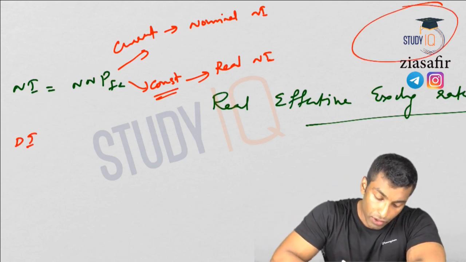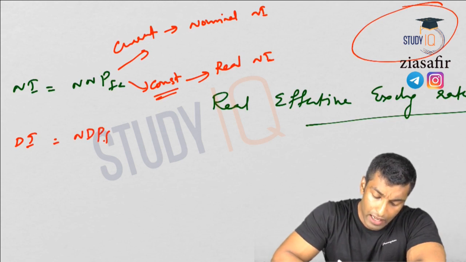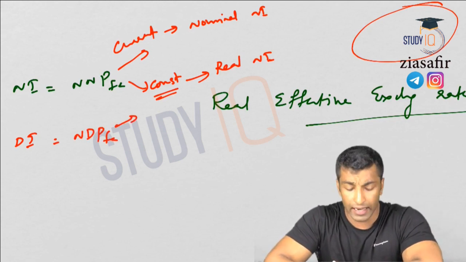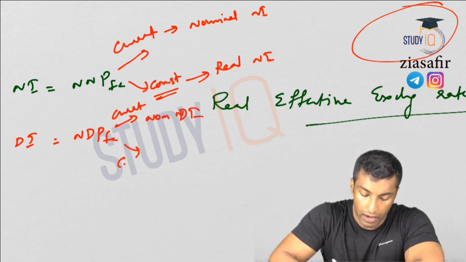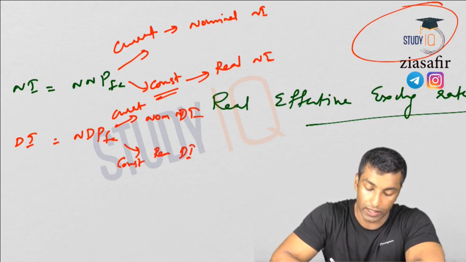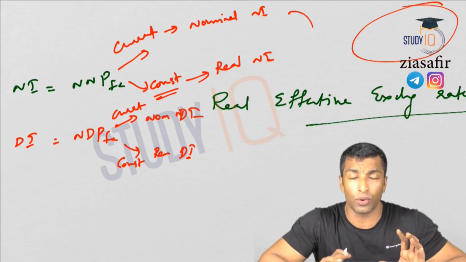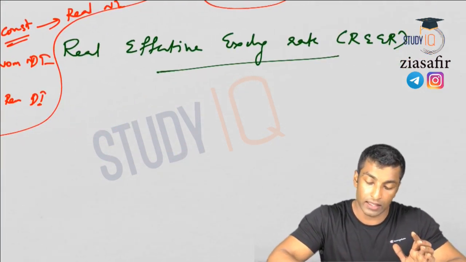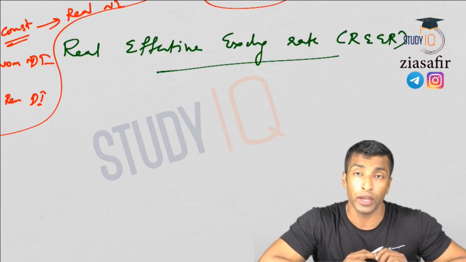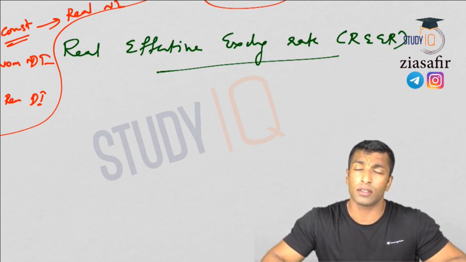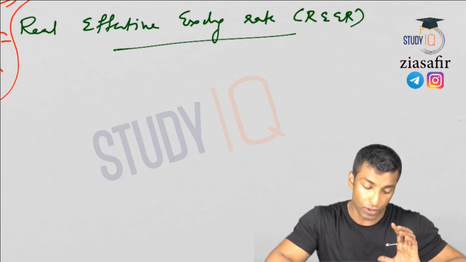Okay, so again, when you talk about domestic income, what was that? NDP at factor cost. That again you can take it current. If you take it current, you'll get nominal domestic income, and if you take a constant price, you will actually get real domestic income. So exactly like that only. So here, real effective exchange rate means nominal that you are going to adjust for inflation. Okay, and what is it actually going to give you, and everything I'll actually discuss here.